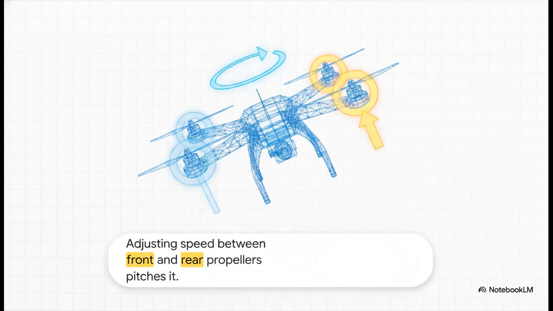Next up is pitch, which works on the exact same logic, just on a different axis. Imagine a line running from left to right through the middle of the drone. Pitching is tilting forward or backward. By increasing the speed of the rear propellers, the drone generates more lift at the back. That lifts the back up, pitches the nose of the drone forward, and changes the angle of our thrust force, which is what drives the drone forward through the air.